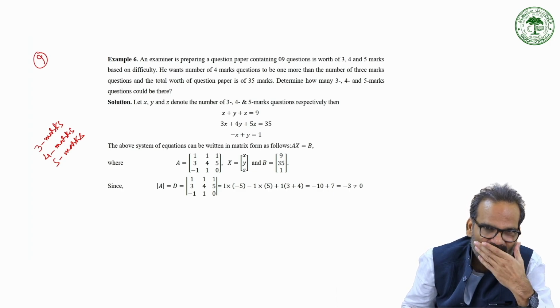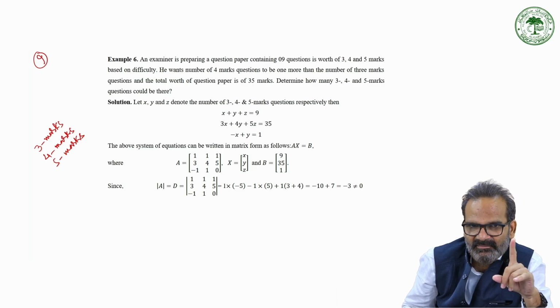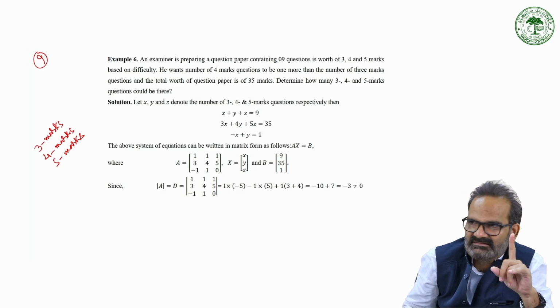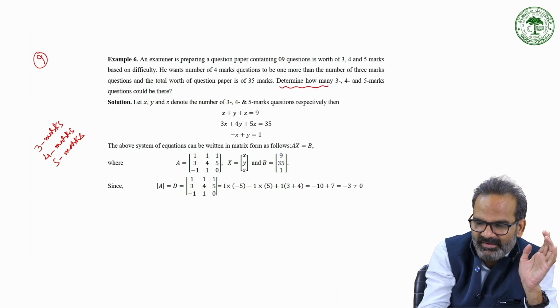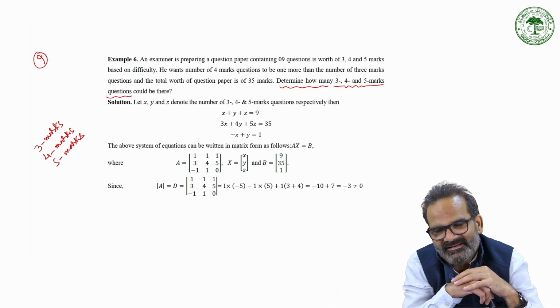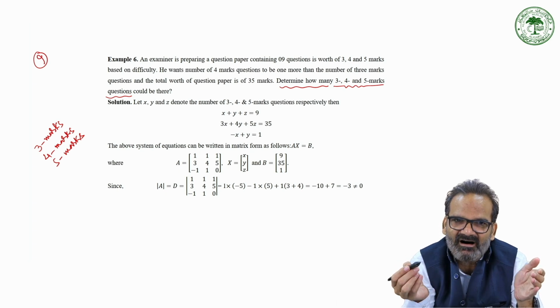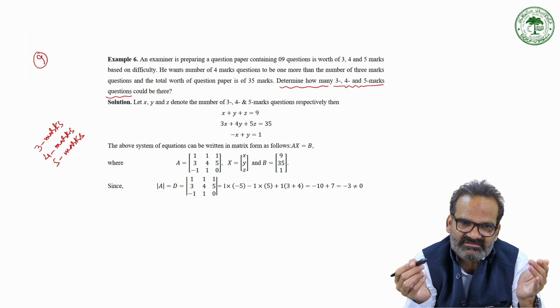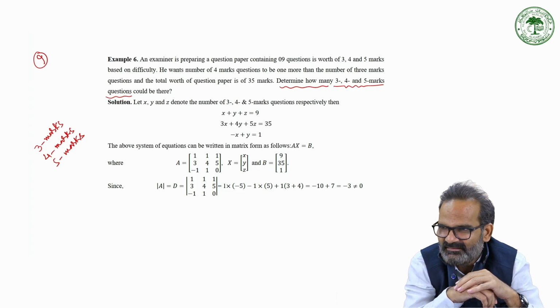So the first thing is what? The examiner is preparing 3 kinds of questions. 1, 3 marks, 2, 4 marks, 3, 5 marks. What you want to determine? Determine how many 3, 4, 5 marks questions could be there in the question paper, right? So you have to determine how many questions of 3 marks, how many questions of 4 marks, and how many questions of 5 marks should be there in the question paper.